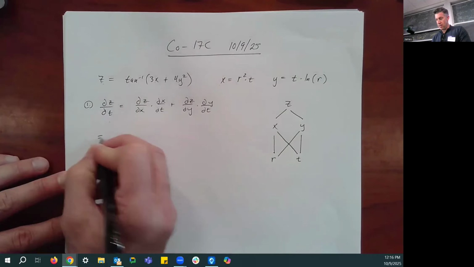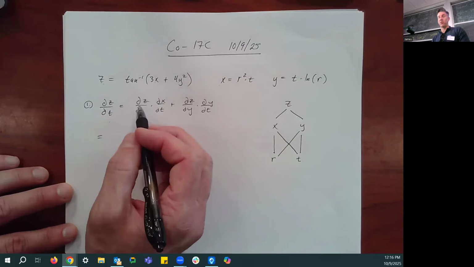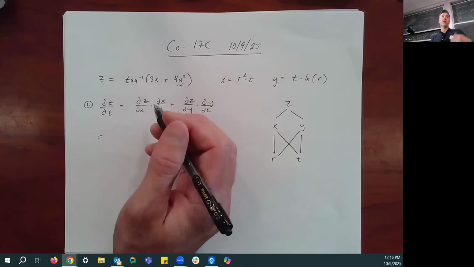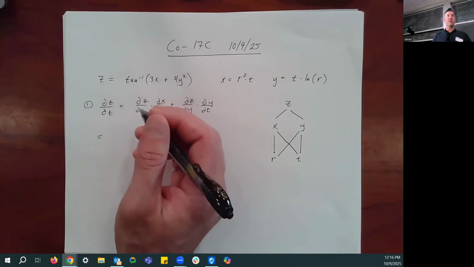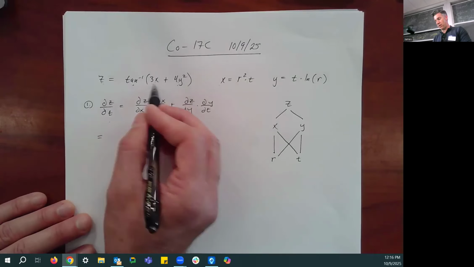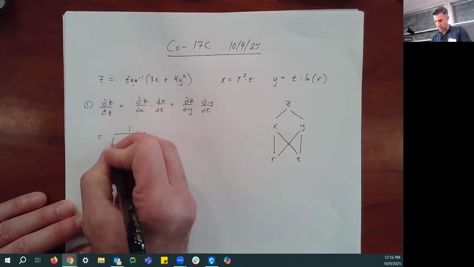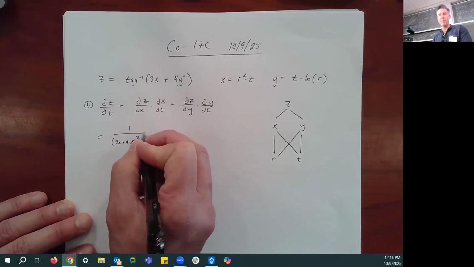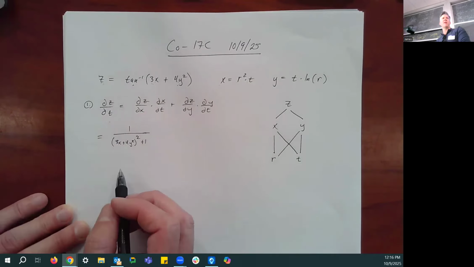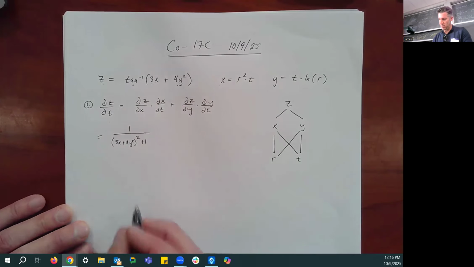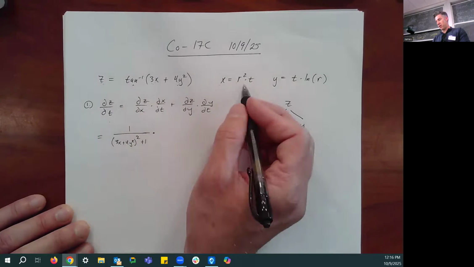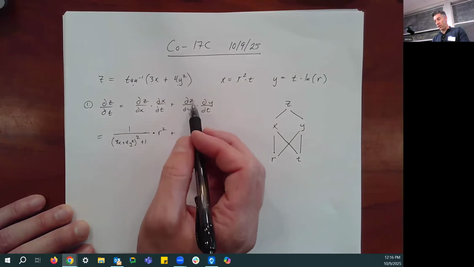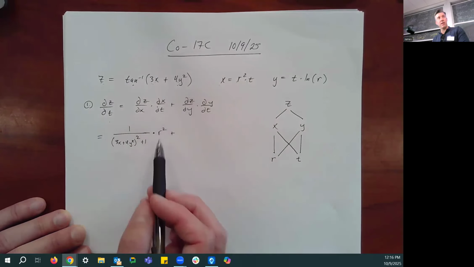So del z del x, we're finding the partial derivative of the inverse tangent or arctangent of 3x plus 4y squared. And we need to know that the derivative of the arctangent of some stuff is 1 over 1 plus that stuff squared. So the derivative of the arctangent of 3x plus 4y squared is 1 over 3x plus 4y squared, plus 1. Doesn't matter if you write the plus 1 first or second. I usually write the 1 plus first, but I did it backwards accidentally. And then times del x del t, which is just going to be r squared times 1, plus del z del y, which is also going to be, I missed something here.